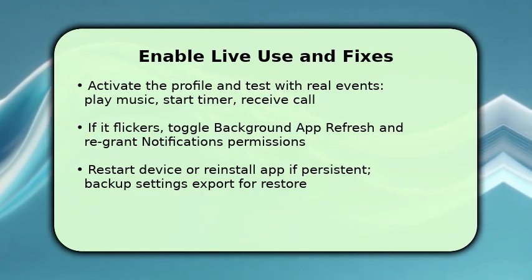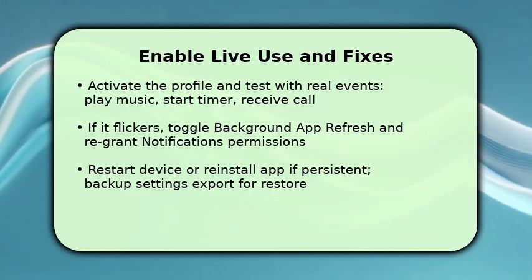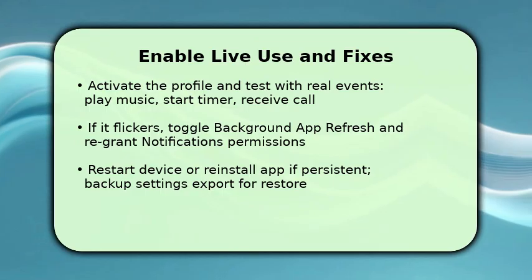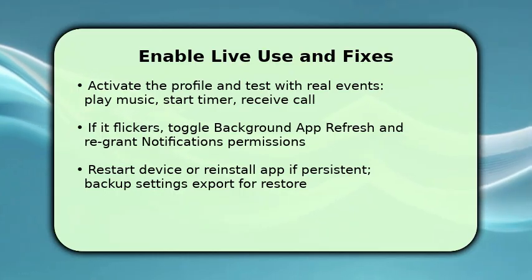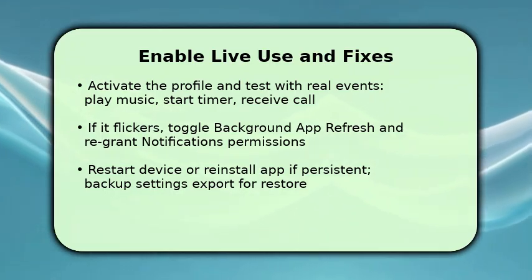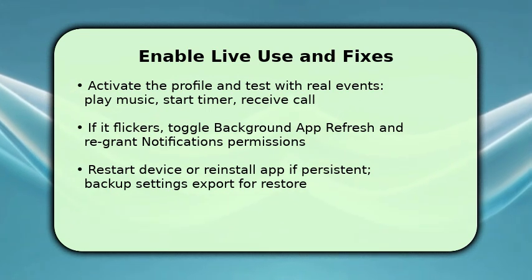If the dynamic island flickers or doesn't update, make sure background app refresh is enabled and regrant notifications and location permissions. Once you've checked those, restart your iPhone to clear display buffers. If problems persist, reinstall the app and import your backup settings. This often resolves corrupted profiles. If still broken, test another emulator app to isolate the issue.